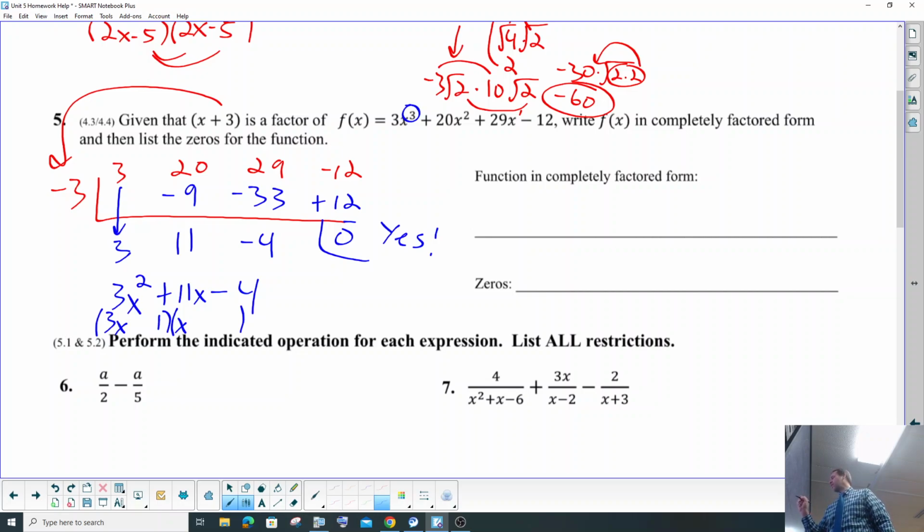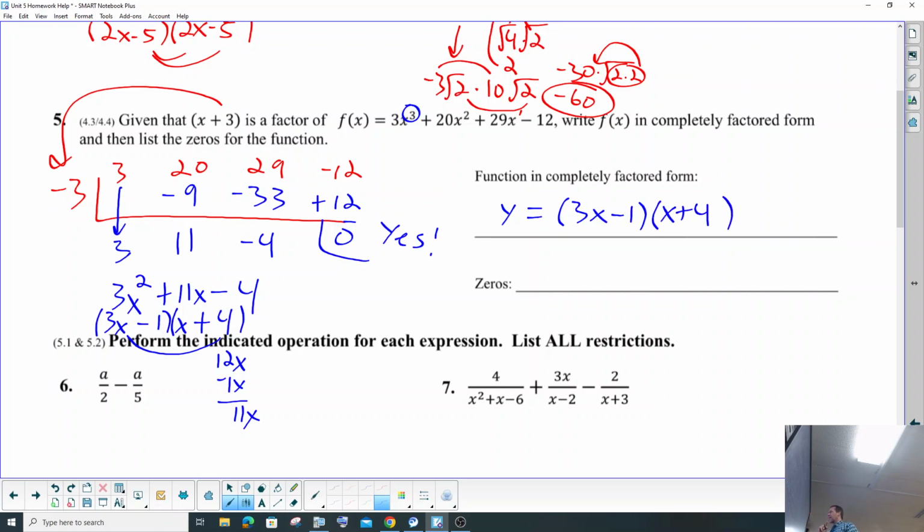So that's going to be a 1 and a 4, right? And so 3x and 4 is going to be 12x. And so if we minus a 1x, that'll give us 11x. So factored form is 3x minus 1 and x plus 4.